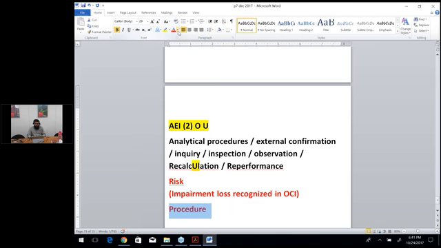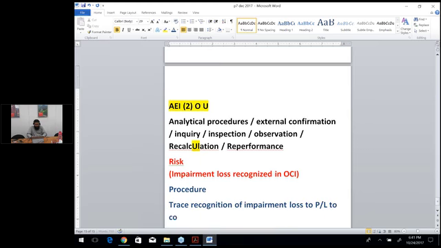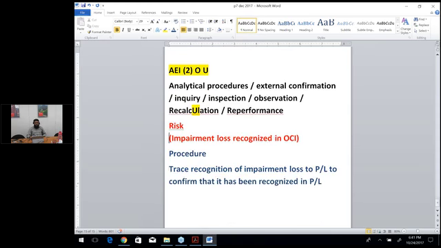that I'm going to check whether the gain or loss has been recognized in the OCI or in the P&L. So my procedure is basically trace recognition of impairment loss to profit and loss account to confirm that it has been recognized in P&L. So you see, the risk was impairment loss recognized in other comprehensive income. The procedure is trace the recognition of impairment loss to P&L to confirm that it has been recognized in P&L.